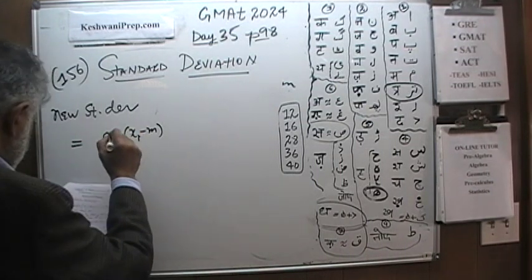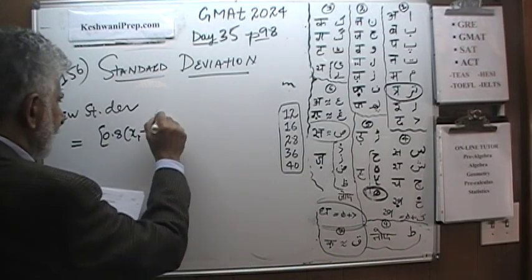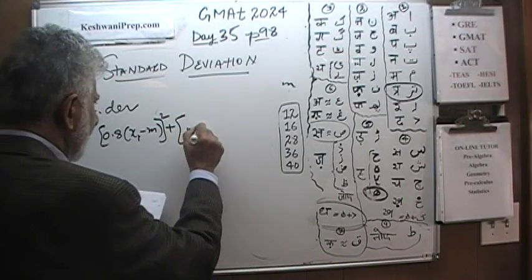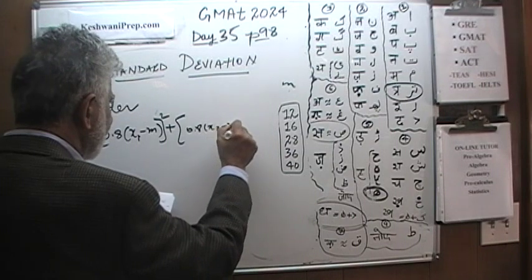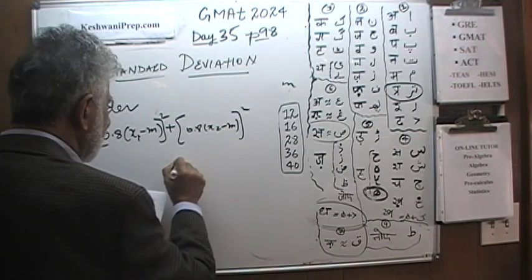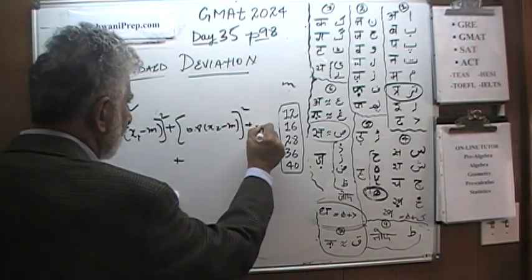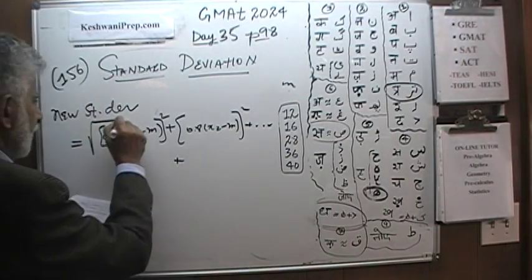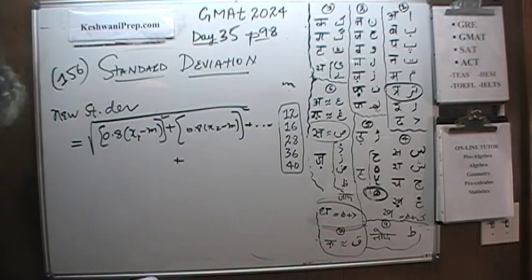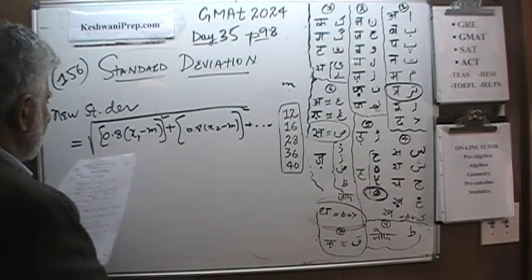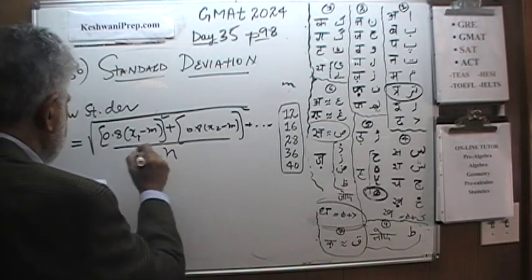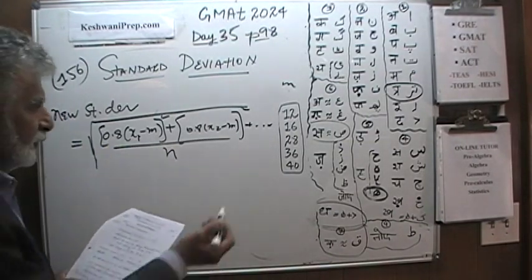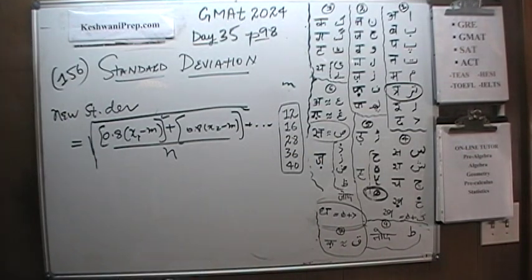We have to square it, plus 0.8 of x2 minus the mean. We have to square it, plus, and so on and so forth. I'm not going to continue here, and we have to take a square root of it and divide by the number of observations. And this, of course, will continue. I just don't have the room.